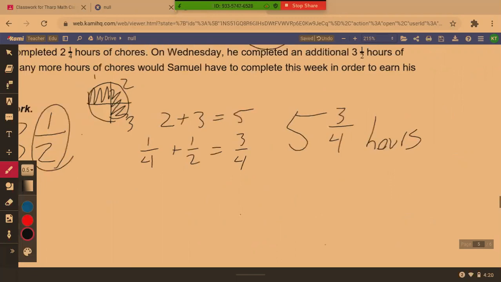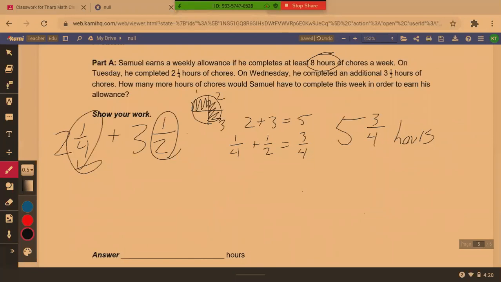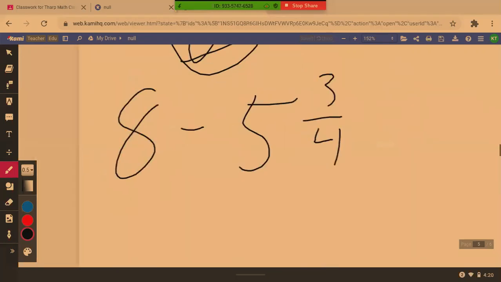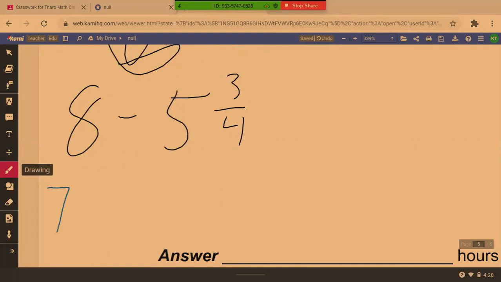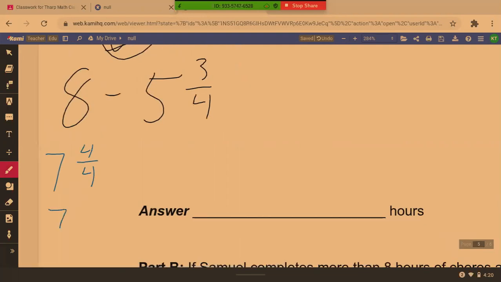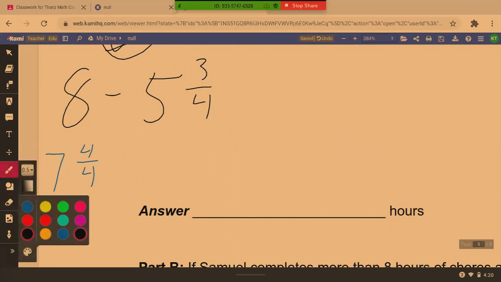How much more does he need to complete? So we are going to do 8 minus 5 and 3/4. I'm going to manipulate this 8 to make it a mixed number. So 7 and 4/4. So that's the same as 7 and 1 because 4/4 is 1 whole, which equals 8. I'm just manipulating the way I see it so that I can play around and subtract. So minus 5 and 3/4.